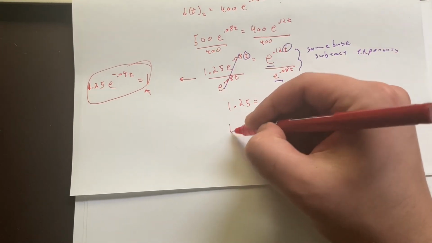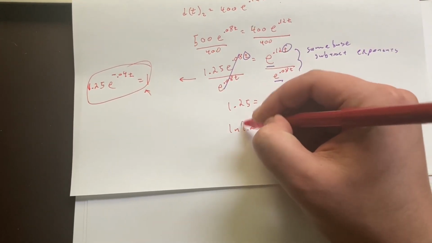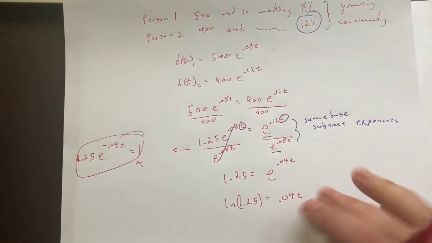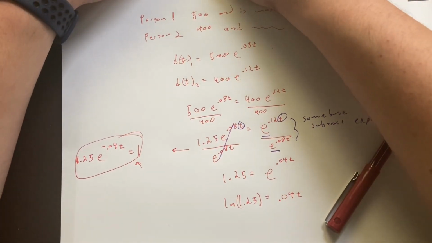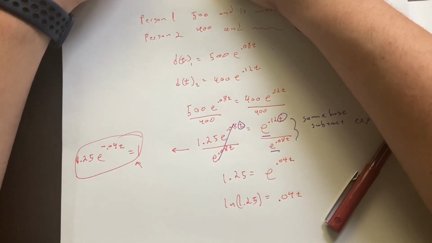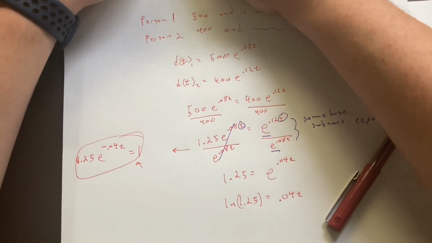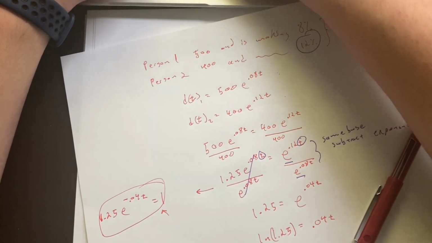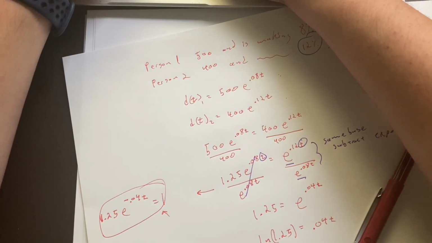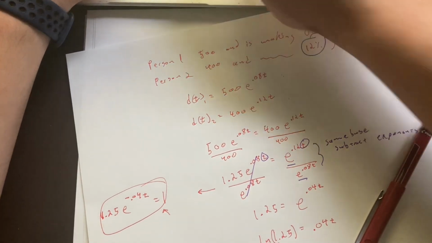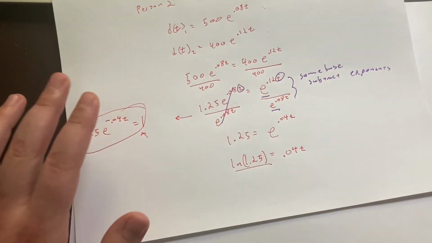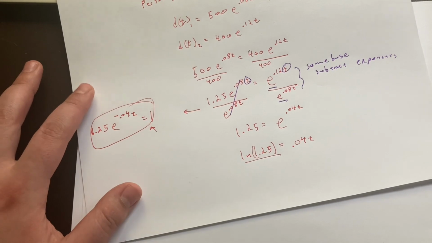This is just going to be natural log of 1.25 equals 0.04t. Let me just get on the good old computer for a second. Wolfram Alpha, ln of 1.25. So remember, this thing right here, that's just a number, right?